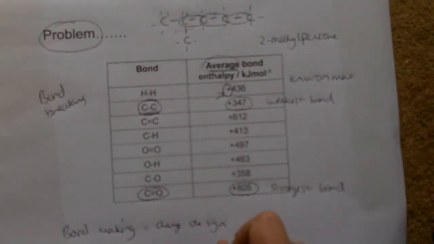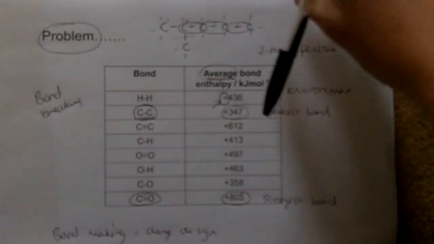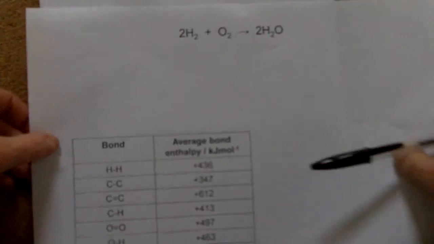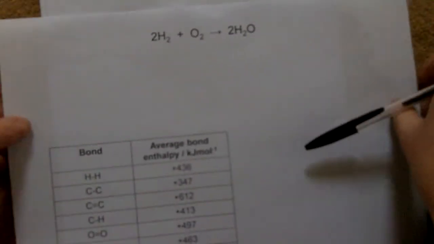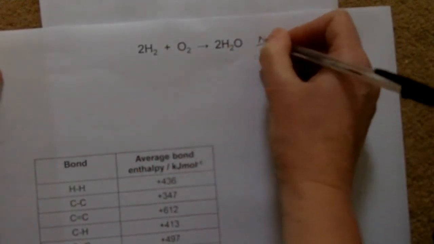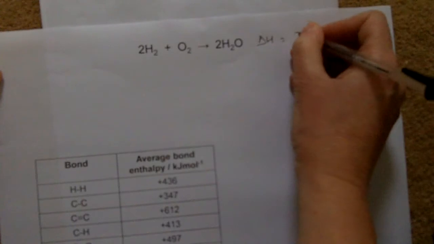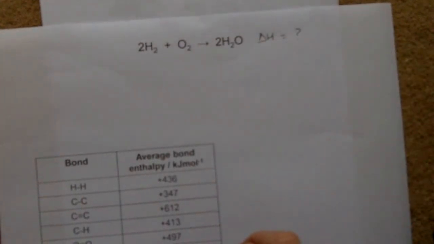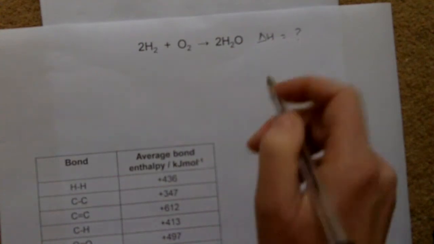Okay, so what we need to do is have a go at some calculations. I've got some written up here. Let's start with our simple example that we started with. The job is to work out the enthalpy change for this reaction. We're not going to do an experiment. We're not going to use enthalpy cycles. We're going to work out the enthalpy change using bond enthalpy.